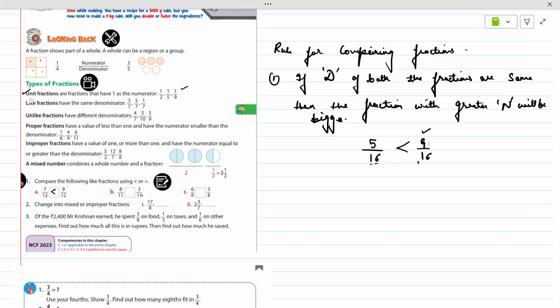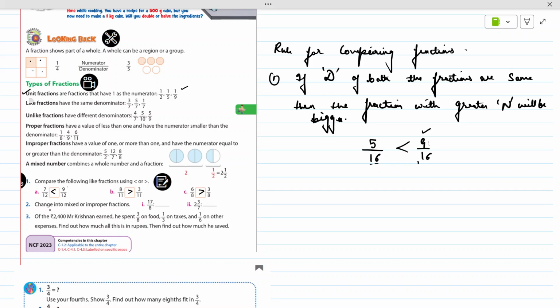Similarly here 11 is the same, so let's see what is in the numerator. We have 8 here and 3 here. 8 is greater, that means the 8 by 11 fraction will be greater. And similarly, we again have 8 in the denominator of both the fractions, and that means we have to compare the numerators now. In one of these we have 6, the other one is 3. 6 is greater, so this is greater. Okay, so this is how we have to do this.